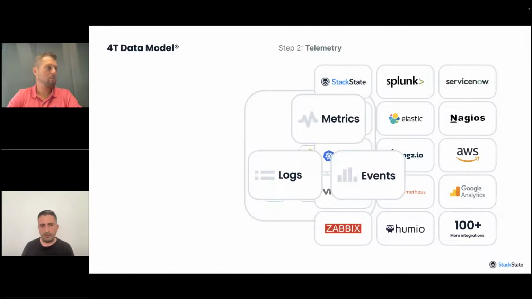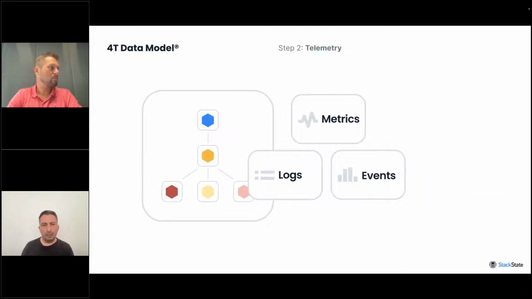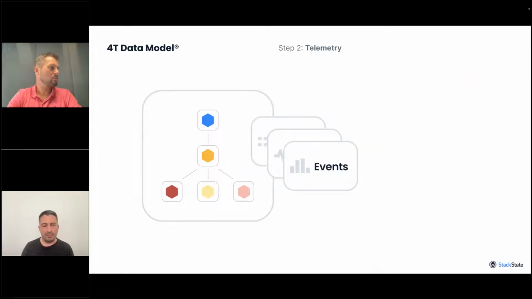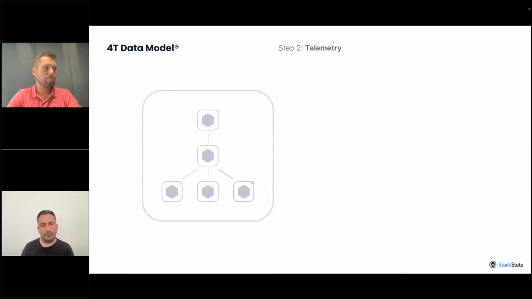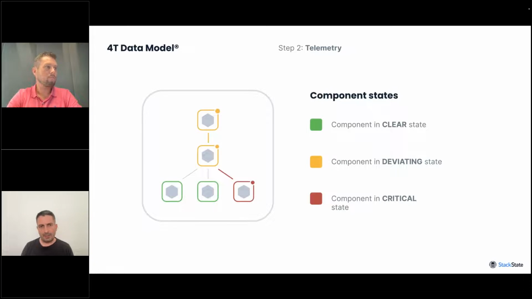You have metrics, events, and logs, and those three types of data are used to give health states to the components that are monitored. So this allows us to understand things like a particular component is in a deviating or critical state, but also what the dependencies of those components are. And if the dependencies are in a critical state, then that's ultimately going to affect the component that's interesting or relevant for us as well.